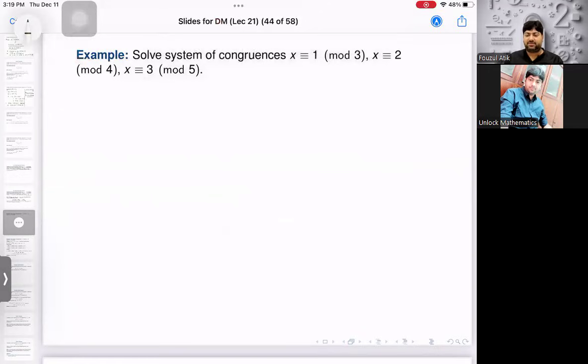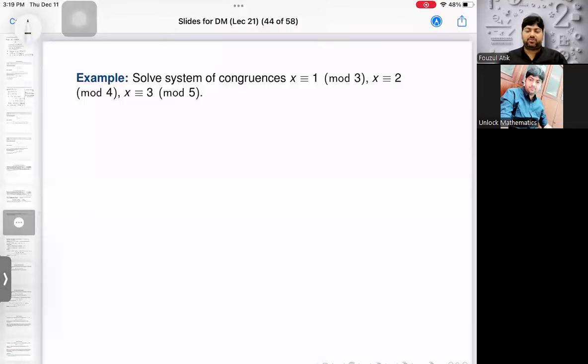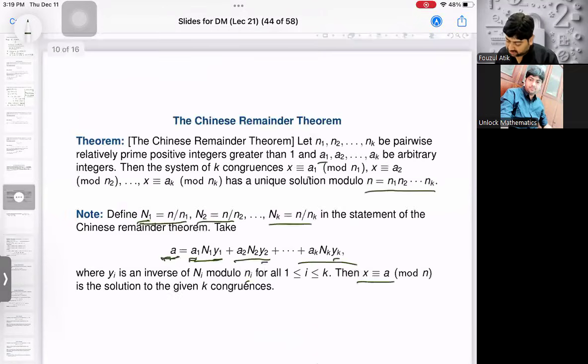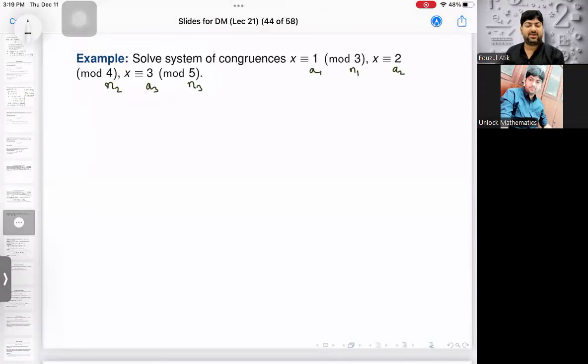So solve the system of congruences: x is congruent to 1 mod 3, x is congruent to 2 mod 4, and x is congruent to 3 modulo 5. How to solve? This is a1, according to our notation, and this is small n1. Then this is a2, this is small n2. This is a3, this is small n3. This is the notation of the Chinese remainder theorem: x congruent to a1 mod n1, x congruent to a2 mod n2, x congruent to ak mod nk. So I have a1 is 1, n1 is 3, a2 is 2, n2 is 4, like that we define.